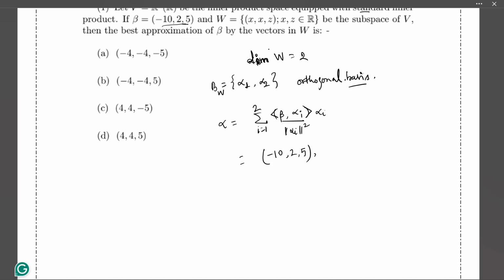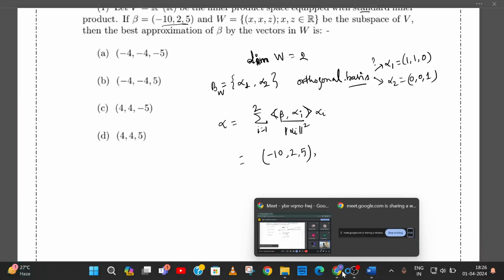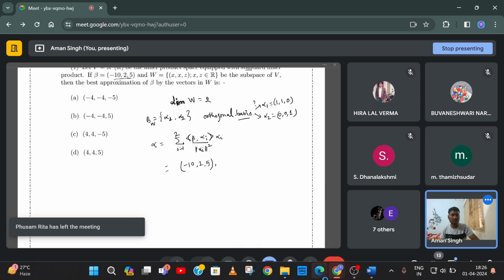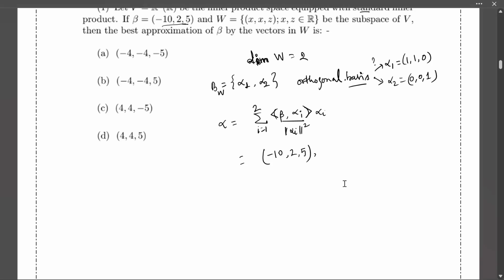So first of all, we should get an orthogonal basis for W. So I'm just taking 1, 1, 0. This is your alpha 1. Take alpha 2 equal to 0, 0, 1. Now, is this an orthogonal basis? Yes, it is.